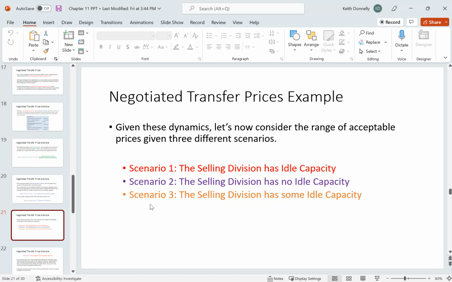Scenario one, the selling division has idle capacity. The beer company can make this without a problem. There's going to be no opportunity cost. Scenario two, the selling division has no idle capacity. In other words, they're fully booked. How do we handle this? Scenario three is the selling division has some idle capacity, so maybe they can do some of the order, but they can't fulfill all of the order.